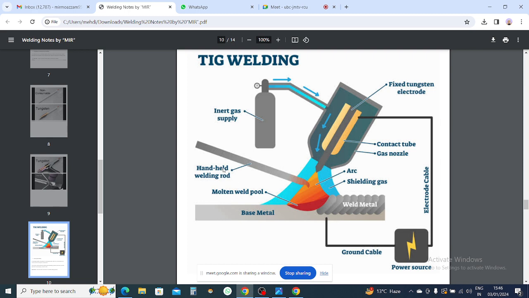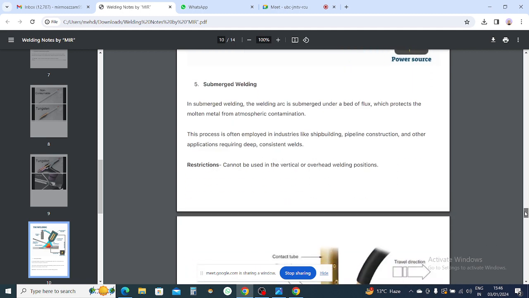So we use hand-held welding rods to join two pieces. Same here, we use shielding gas. The gas is used to protect from oxidation, and the arc is also there.